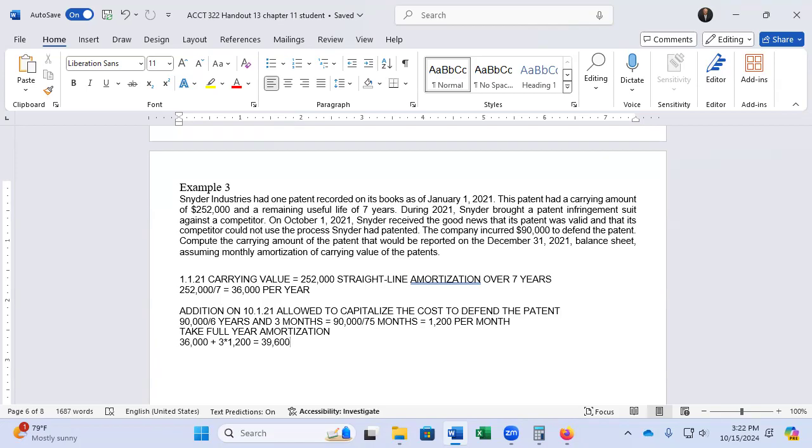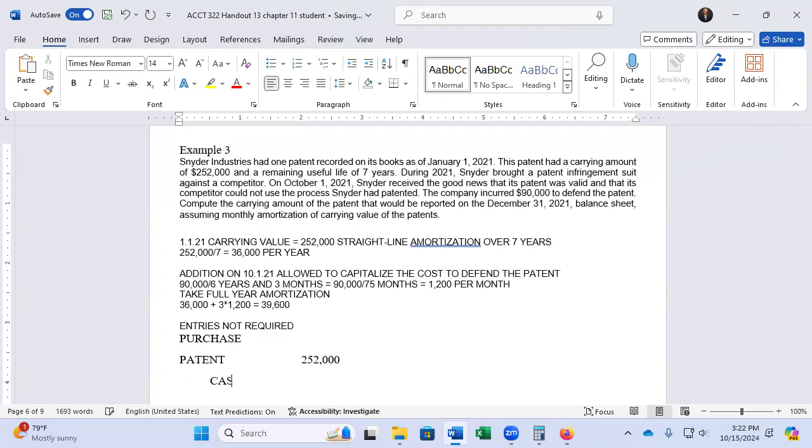So I haven't done any entries for you, and the entries are not required, but I just want to show you some entries. For the purchase, they would record patent for 252,000, cash 252,000.